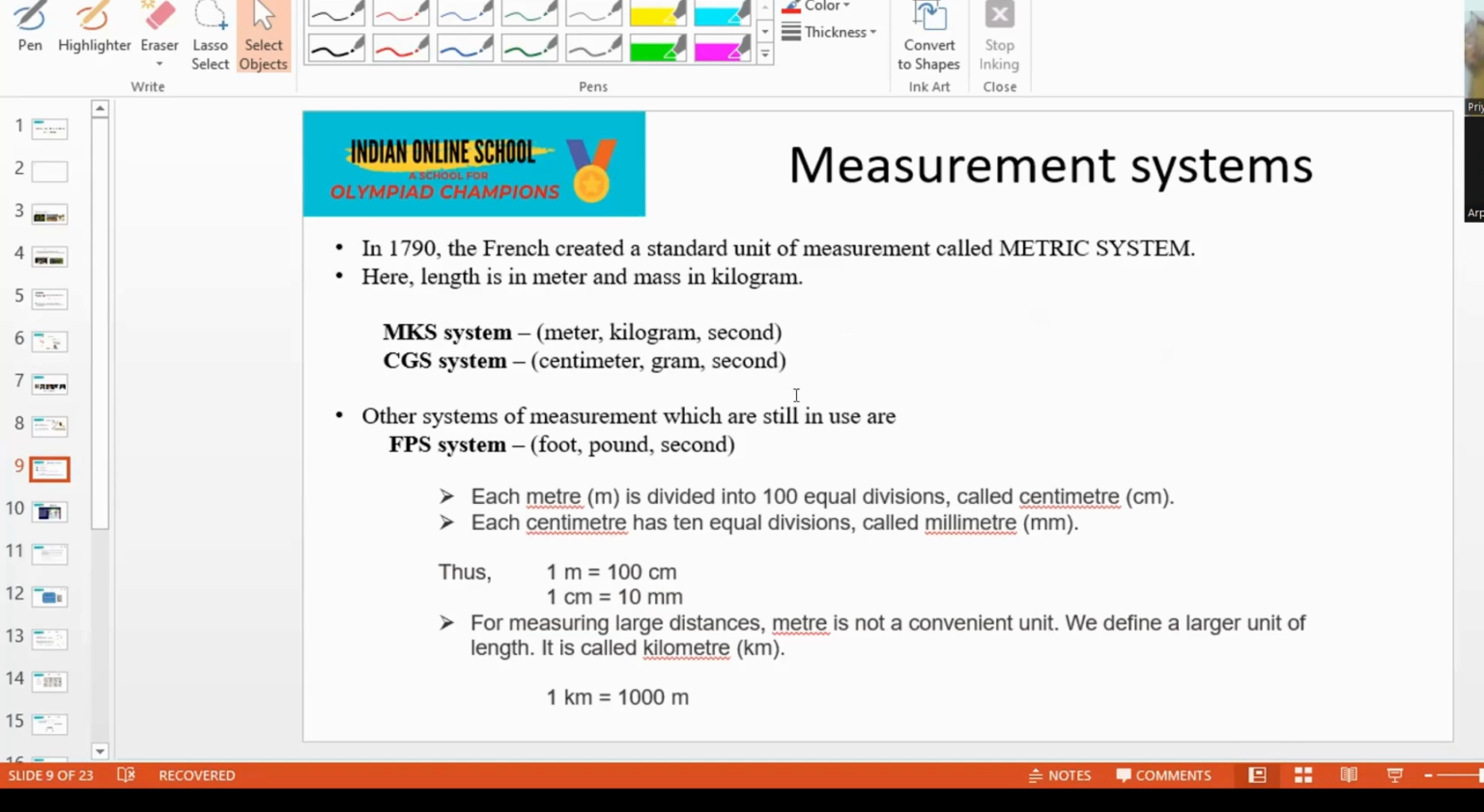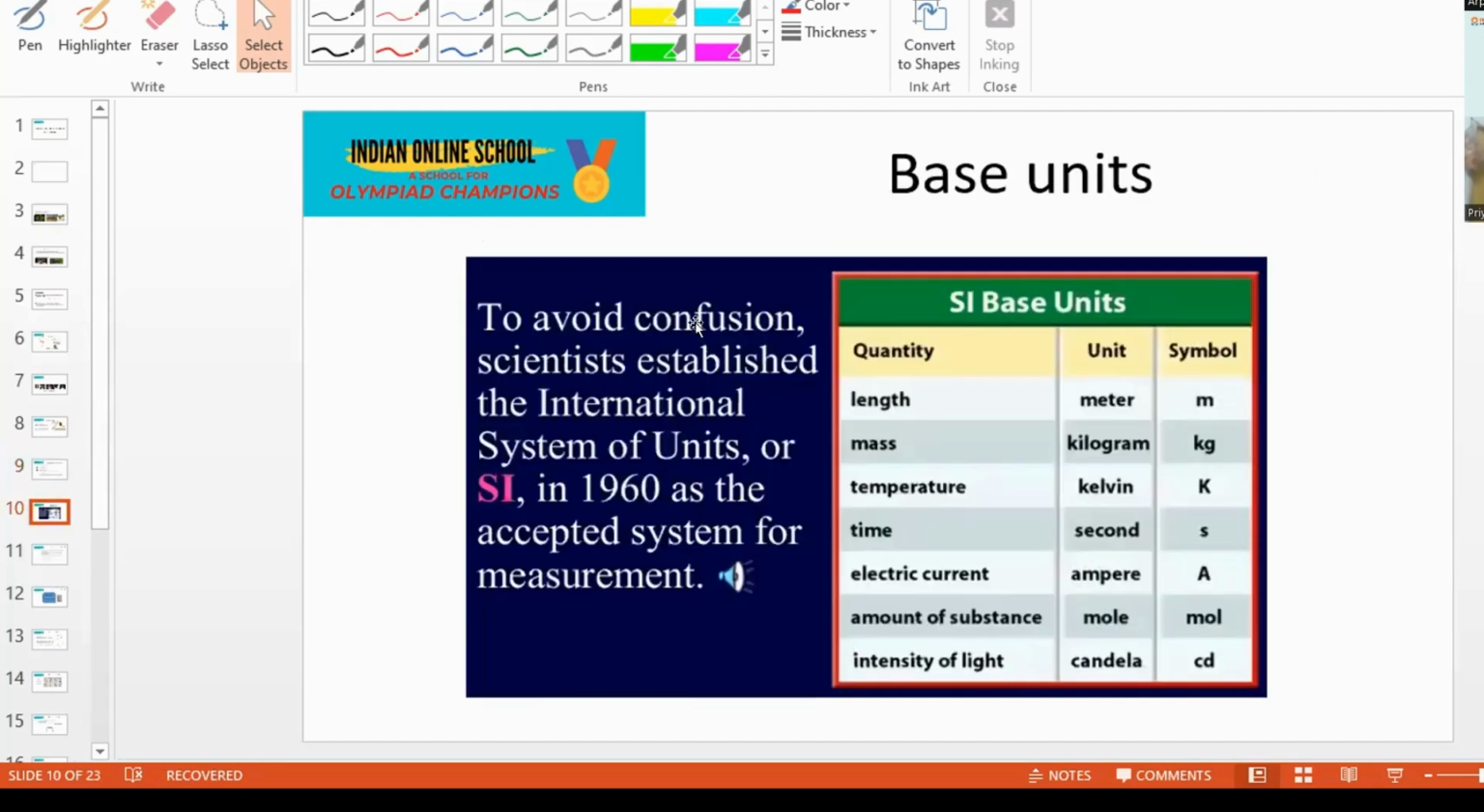Apart from that, other systems are also there. The FPS system is another system. FPS stands for foot, pound, and second. Foot is for measurement of length, pound is for measurement of weight, and second is for measurement of time. Coming to the basic unit, the SI unit is the standard unit of measurement.